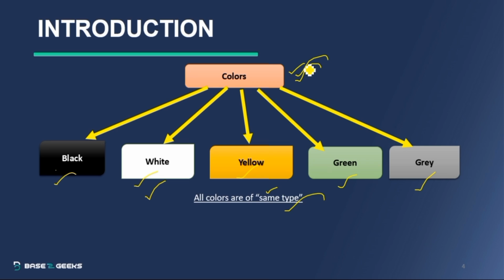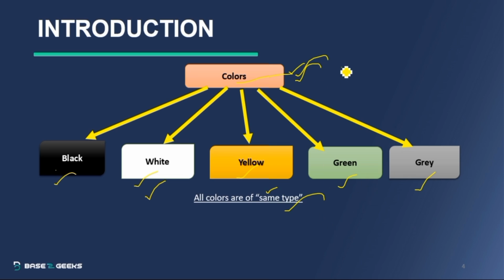But in a 1D array, for a single variable, for example if color is a variable, at a moment of time I can store black, white, yellow, green and gray. How many colors have we placed over here? It is 5.